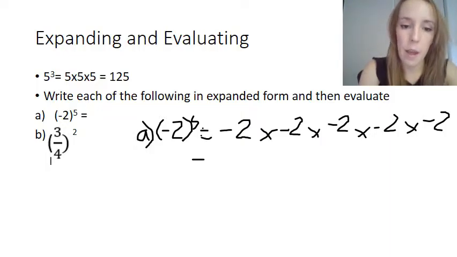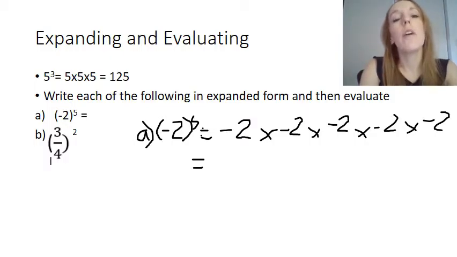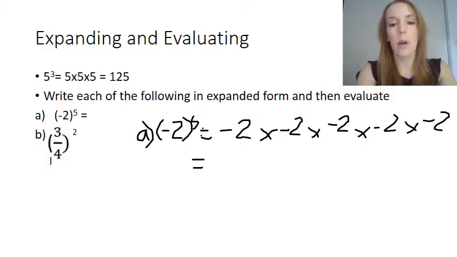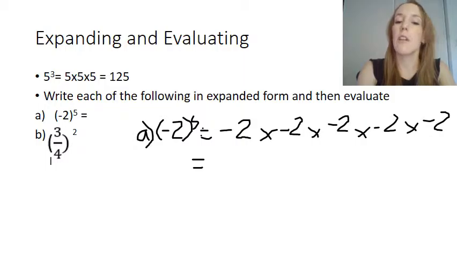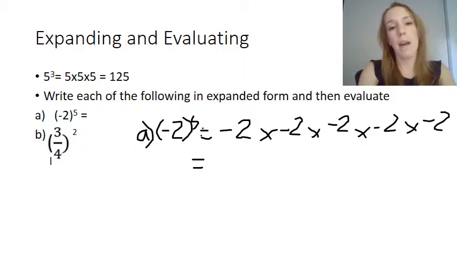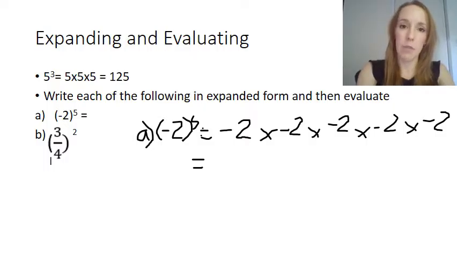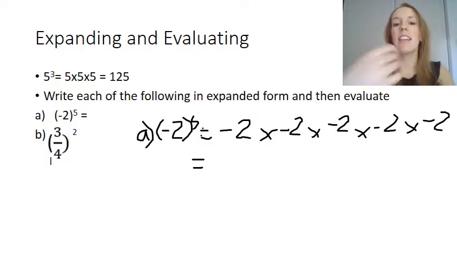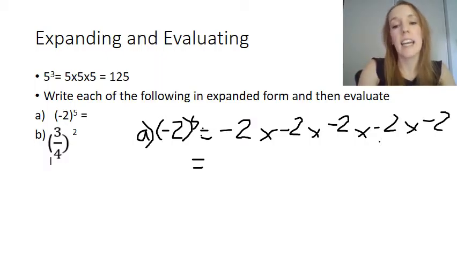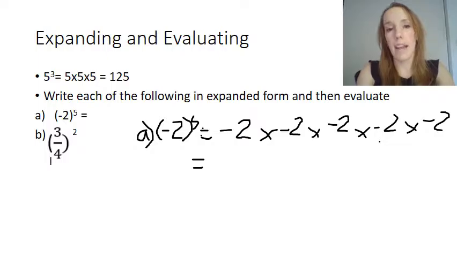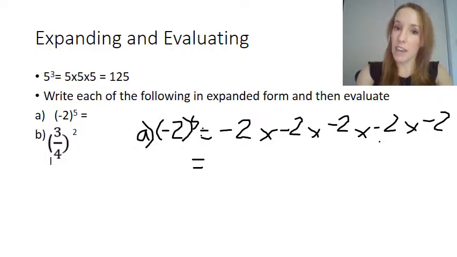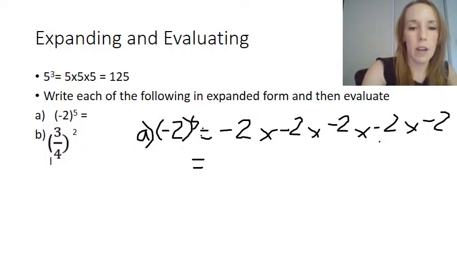So then we can evaluate. -2 times -2, so negative times the negative is going to give us a positive, so it's going to give us +4. +4 multiplied by -2, a positive times a negative will give us a negative, which will give us -8. -8 times -2, a negative times the negative will be a positive, which will give us 16. 16 multiplied by -2, a positive times a negative will give a negative. 16 times -2, it will give us -32.